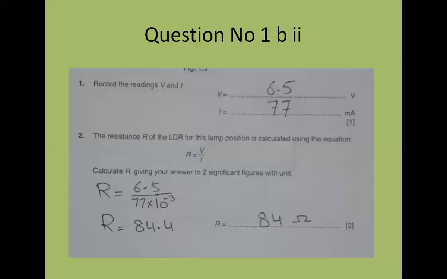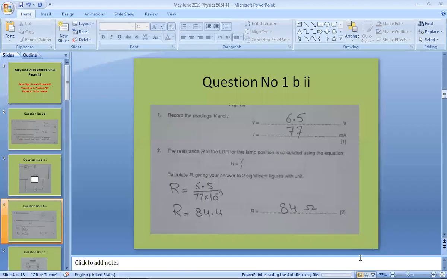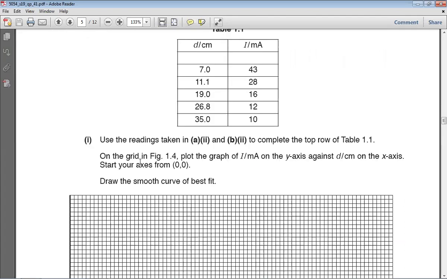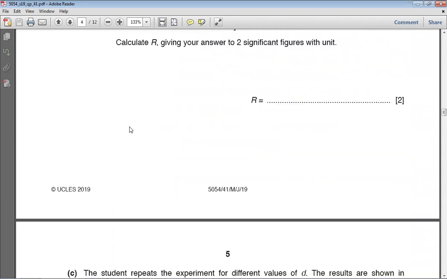Let me show you. The V value is 6.5 volt and the I value is 77 milliampere. Milli means 10 raised to power minus 3. So R equals 6.5 divided by 77 times 10 to the power minus 3. When you enter these values in your calculator, you will have 84.4, so approximately 84 ohms. So the resistance is 84 ohm. We are done with this part.